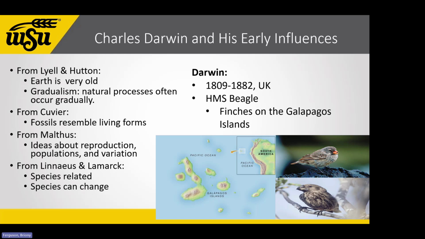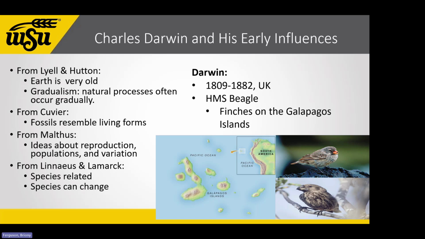From Cuvier, he took the idea that fossils resemble living forms. So these were not just random pieces of natural art that the Earth made; these actually were once living beings. From Malthus, he took some ideas about reproduction, populations, and the variation that occurs within them. And from Linnaeus and Lamarck, he took the idea that species are related and that species can change.